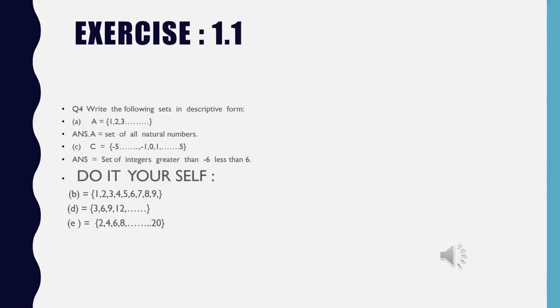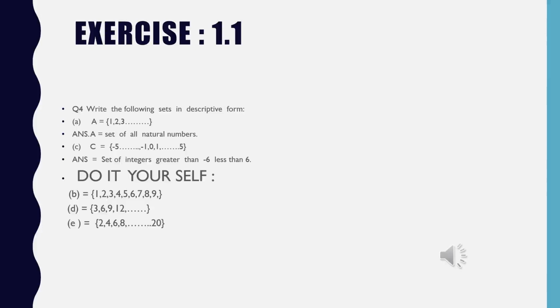Now the second part of this question is set B is equal to, in which inside the bracket the elements are natural numbers 1 till 9. Simply you will describe it as set of natural numbers less than 10. The fourth part, that is set D is equal to 3, 6, 9, 12 dash dash till infinity. You will simply write it in the descriptive form as set of multiples of 3.